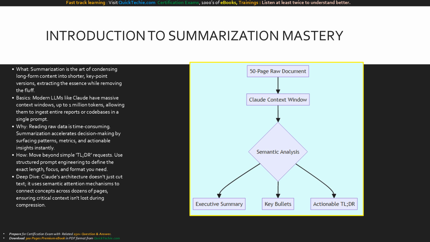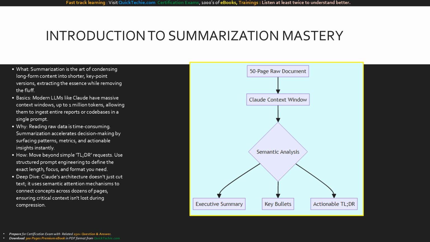By mastering summarization, you accelerate your team's decision-making. How do we do this? We must move beyond lazy prompts like, "Summarize this." We have to engineer our prompts to dictate focus and format. Deep down, Claude isn't just deleting words, it's using semantic attention to synthesize ideas across the entire document.